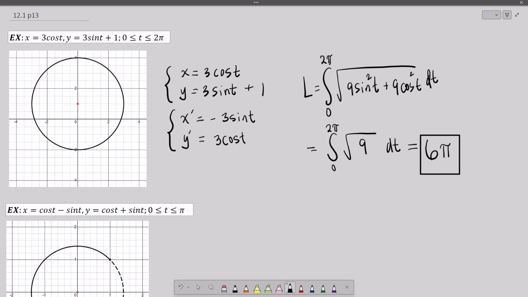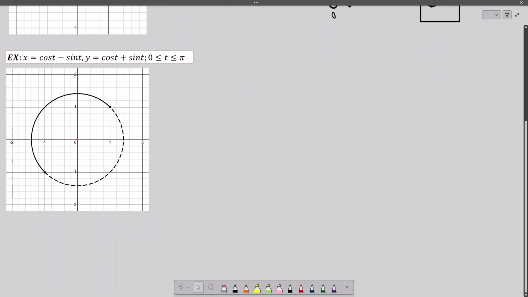Does that make sense? What is the radius of this circle? 3. Perimeter of a circle, circumference, is 2 pi r, so 2 pi multiplied by 3 would be 6 pi also. So it matches what we think.